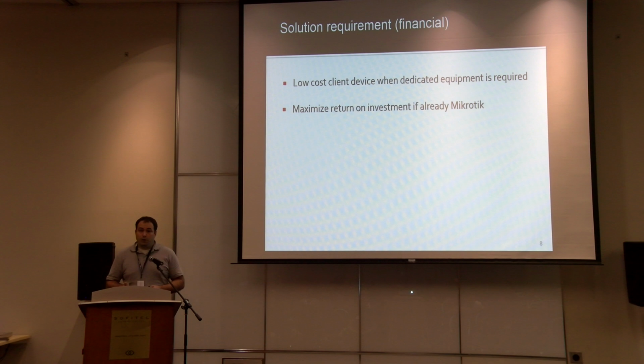And then the financial requirement, well, it comes back to low-cost client devices when dedicated equipment is required. What we mean by that is, for instance, if a client has a different router than Mikrotik and we have to push hardware to be able to have a door in their network, we didn't want to spend like $500 per device or per site. In some cases, maybe a 750 would do the job, or any other cheap hardware. So that's one of the criteria to decide on the solution.